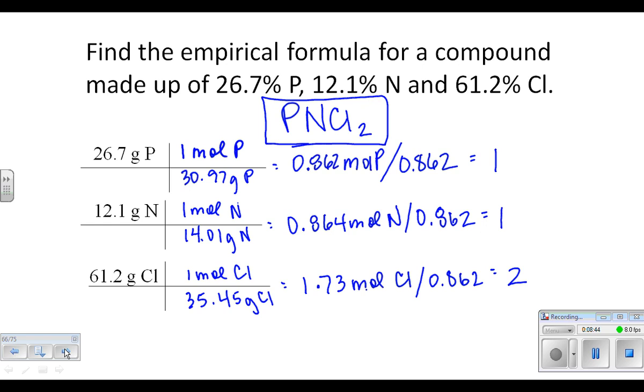All right. So again, if you can remember the poem, you could do these calculations. But primarily what you need to realize is that empirical formulas are the lowest whole number form of a compound. So it's the lowest whole number ratios of the elements in a compound. So that is your empirical formula. So really just knowing that definition is going to be beneficial to you.